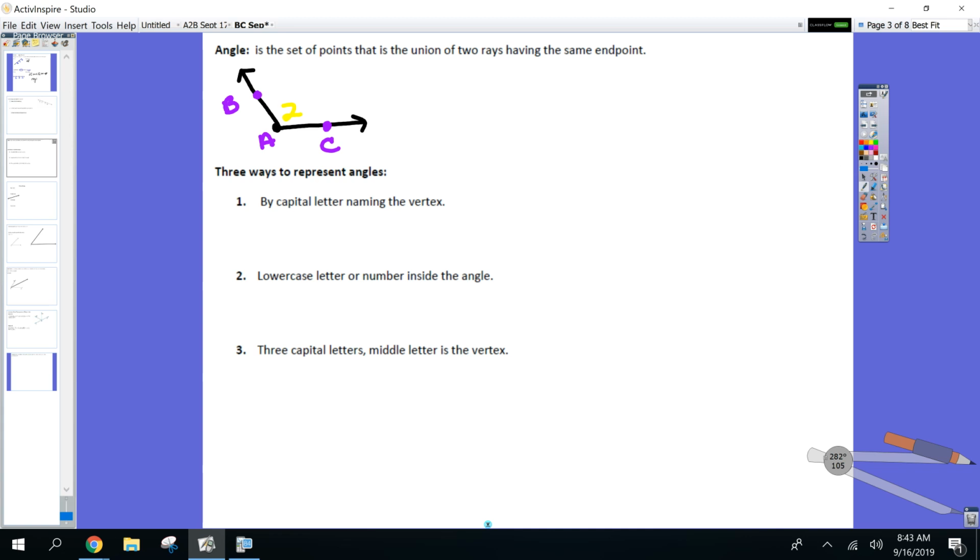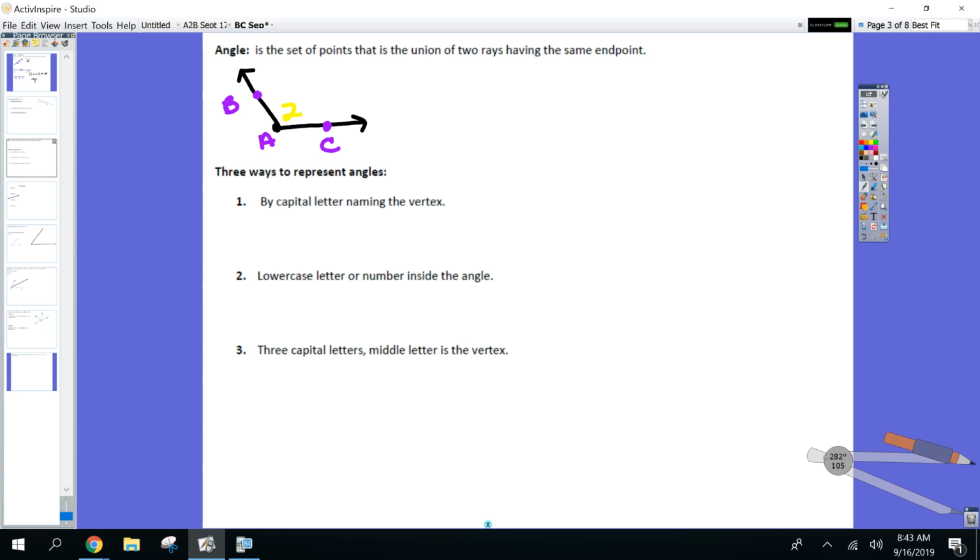All right, let's talk geometry now. How do I name a ray? How do I name an angle? 3 different ways. Way number 1, by naming it by the capital letter of the vertex. What do I mean by the vertex? That's the endpoint they share. So what endpoint does both rays share there? A. So I could call this angle A.